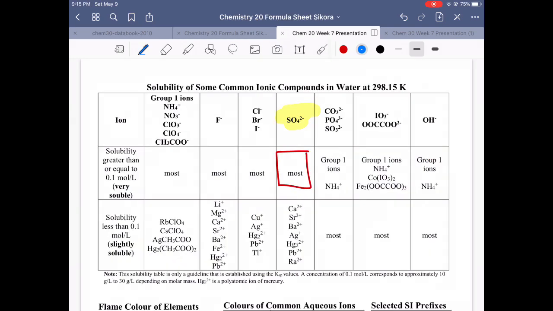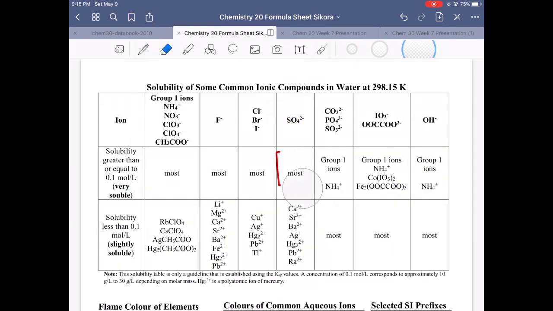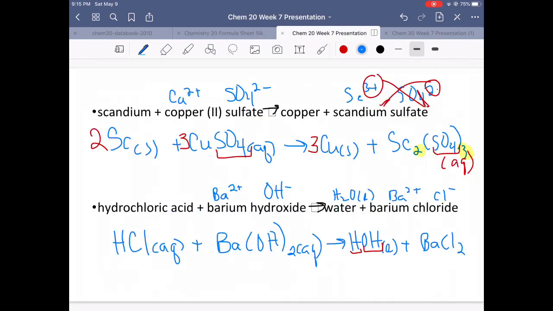Never assume solubility. Always take the time to check it. When we check it, find your chloride ion. It's right here. Barium fits under most. It is not listed as copper, silver, mercury, Hg2+. That's a weird mercury one. Lead 2+, tellurium. Nope, none of those. So that means it is aqueous.